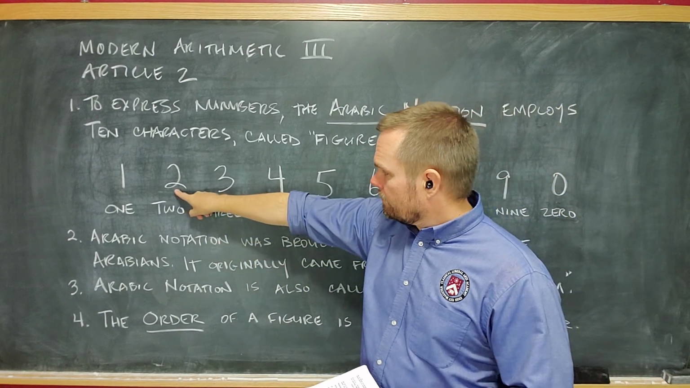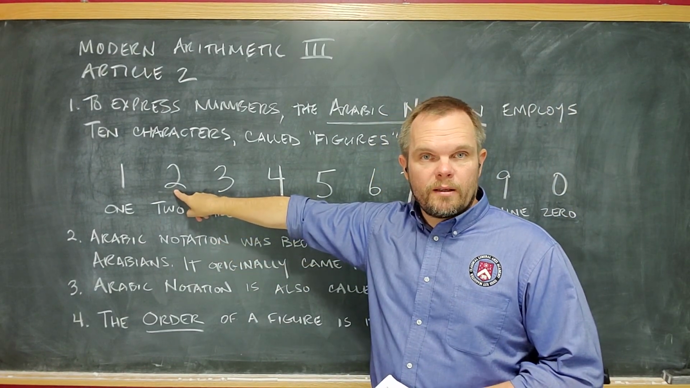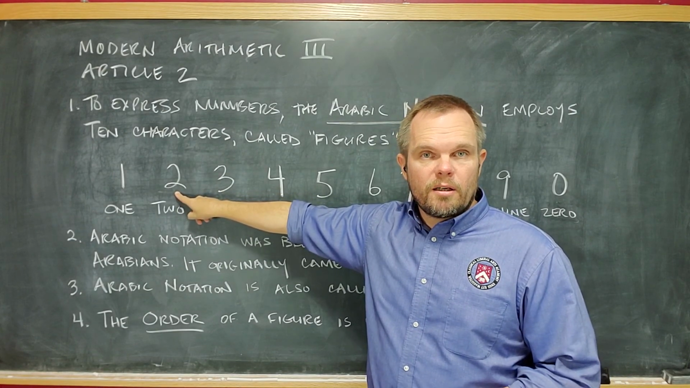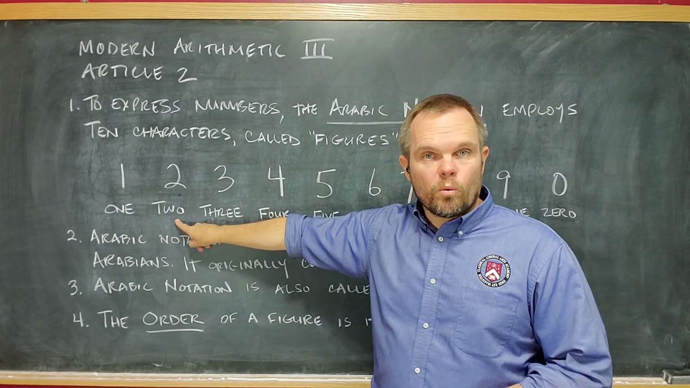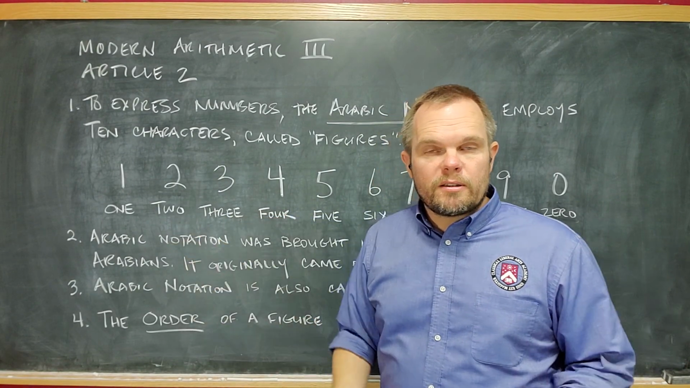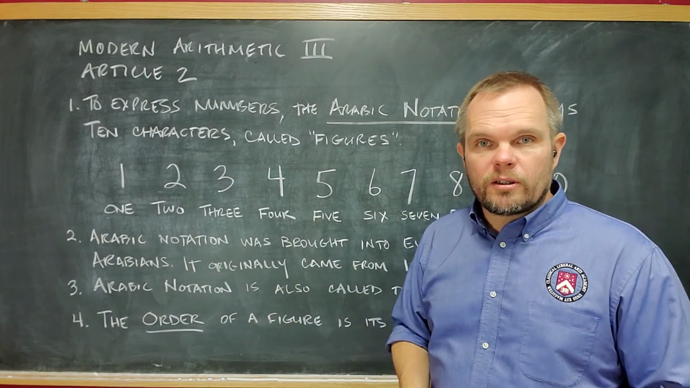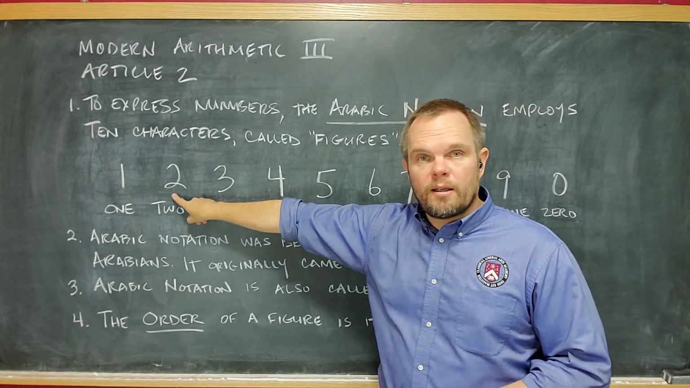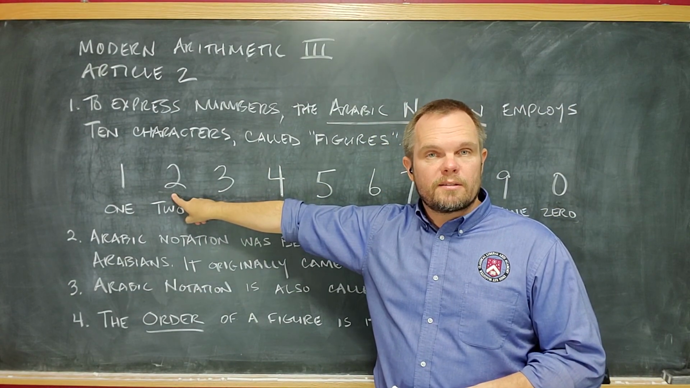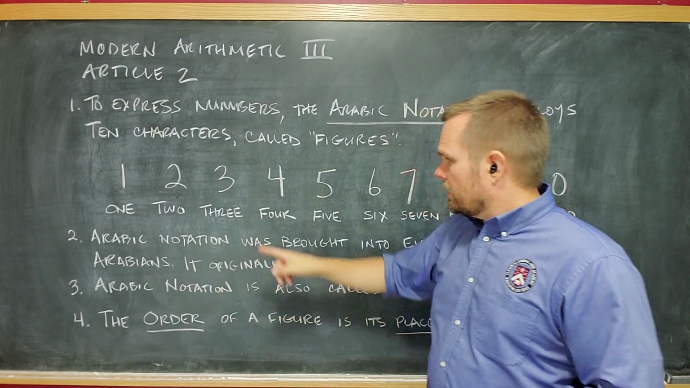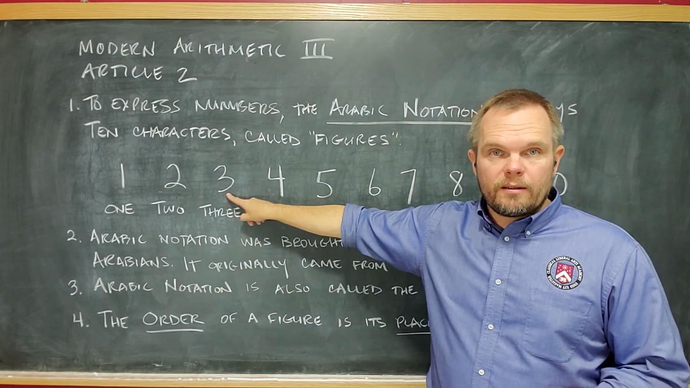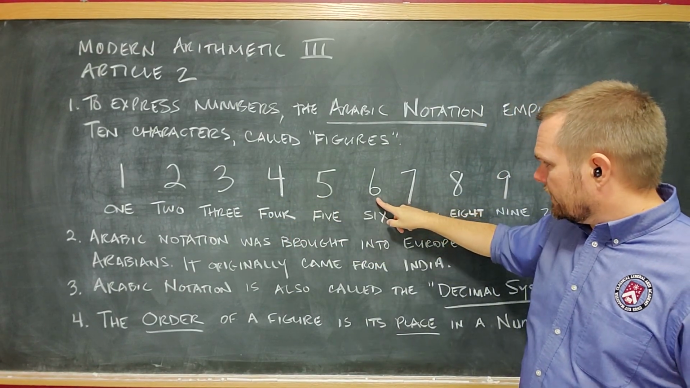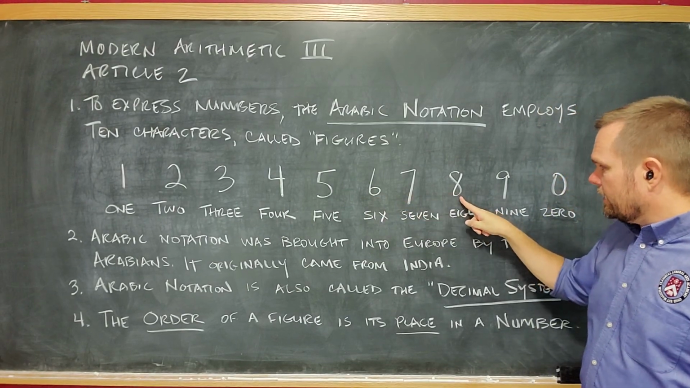The next figure is the number 2. This figure in Arabic notation is used to symbolize the number 2. In English, we can write the word 2, but you would have to learn a different word in every different language. But every different language uses Arabic notation and knows that this figure is a symbol of the number 2. This is the figure for the number 3. This is the figure for the number 4 and 5 and 6 and 7 and 8 and 9.